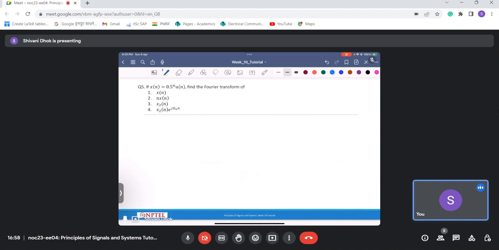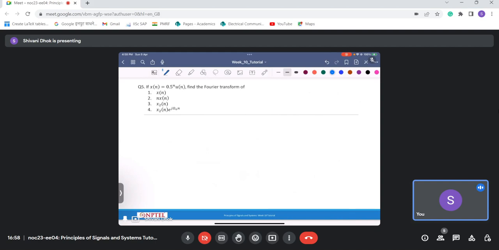So now let us look at the next question, and it gives us a simple signal, that is x[n] is equal to 0.5 to the power n u[n]. This is a very simple signal which we have been handling for a long while, but still we'll use this simple signal to see how we can apply the properties of this DTFT. So the first one, we'll find out from scratch the DTFT of this x[n].